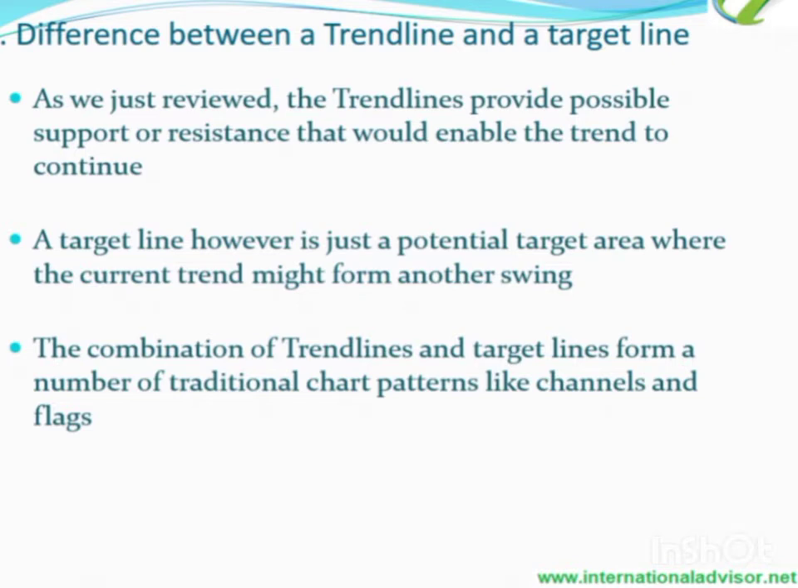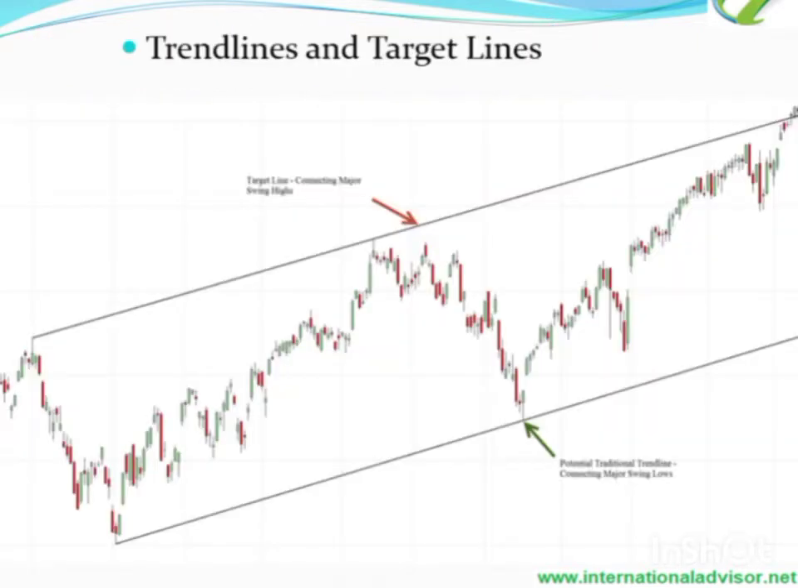A target line, however, is just a potential target area where the current trend might form another swing. The combination of trend lines and target lines form a number of traditional chart patterns like channels and flags and so on, because most of the things start with the trend line to form different shapes. So here we start explaining what the trend line and the target line are.